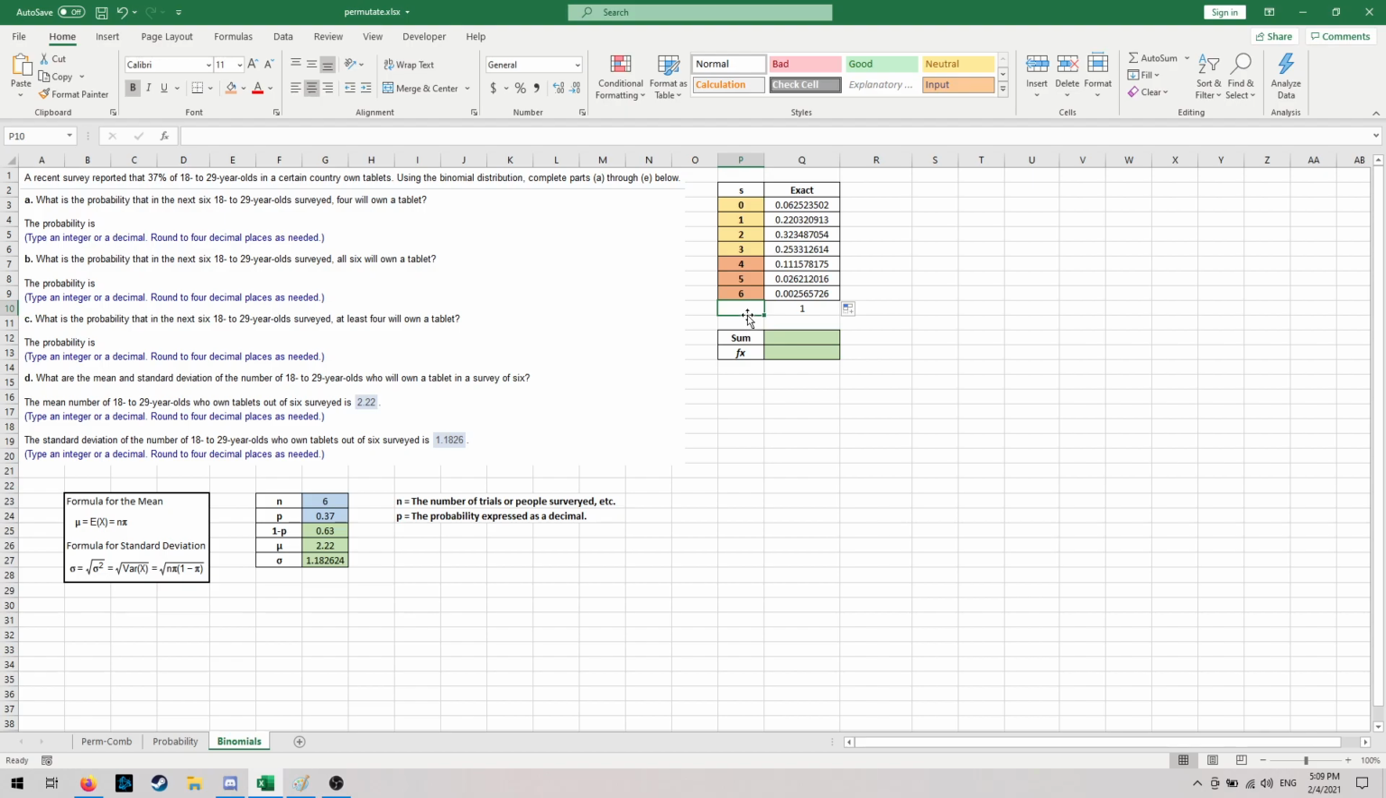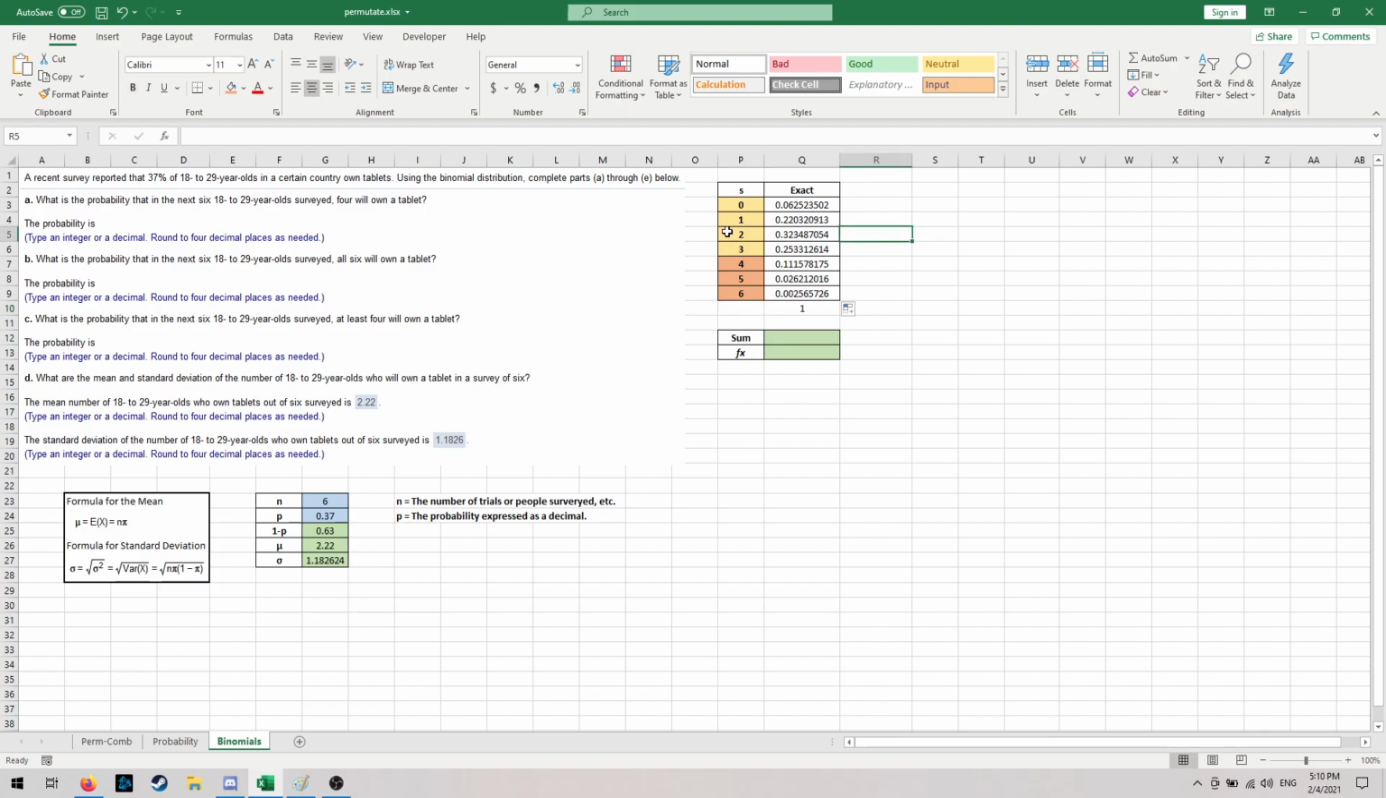We won't ever get 7 people if we take a sample of 6, and we won't ever get -2 people in a sample of 6. 100% of the time, when we survey 6 people, we'll get one of these 6 answers. And this is the percentage chance of getting each answer.